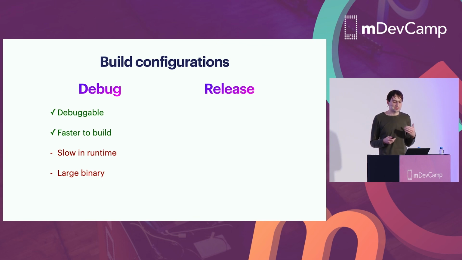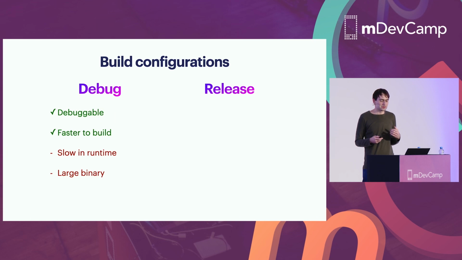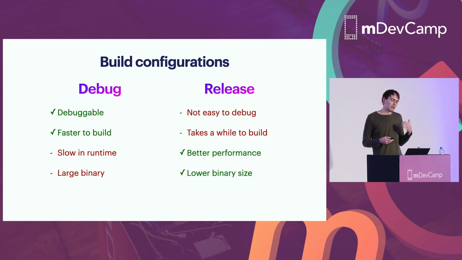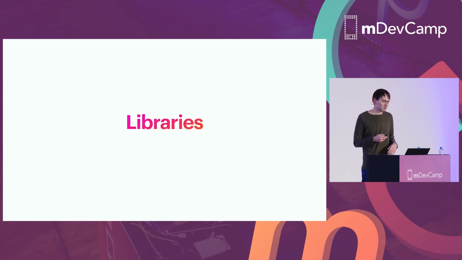Because of the debugging symbols that we need for debugging, we also have larger binaries because they take a lot of memory. On the other hand, the release is basically the opposite. We run the optimizations, we don't include debugging symbols. As a result, we get the other benefits.